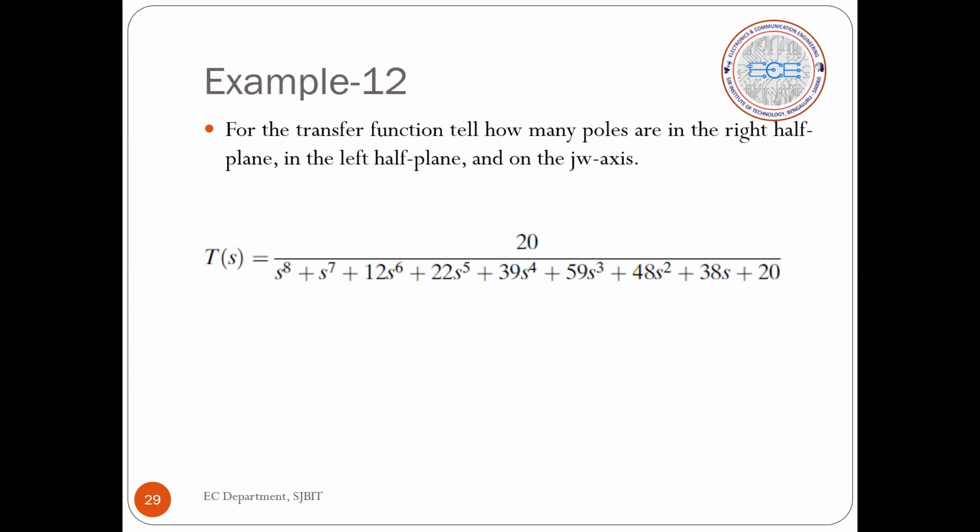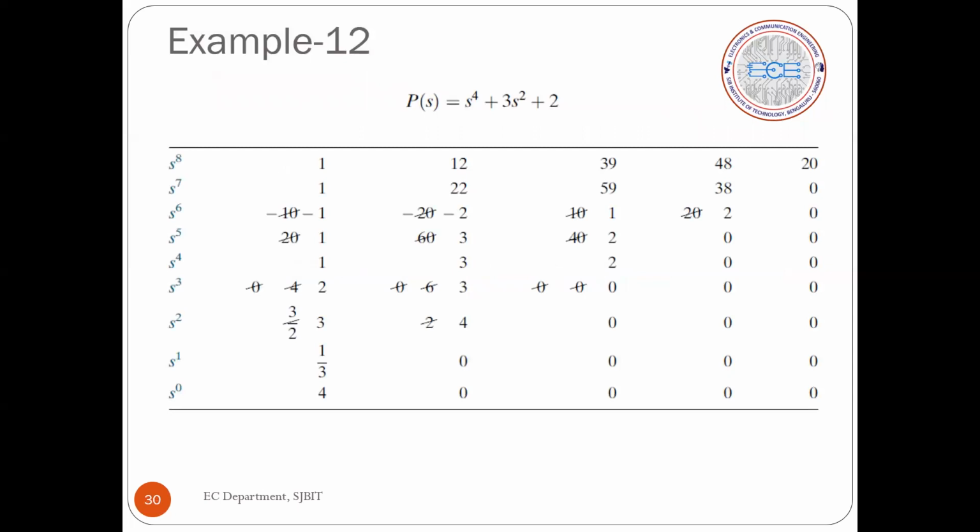The transfer function is given, such a huge lengthy transfer function. Let us construct the Routh-Hurwitz table. If you start constructing the Routh-Hurwitz table, you come across a situation at s power 3 where the entire row becomes 0.